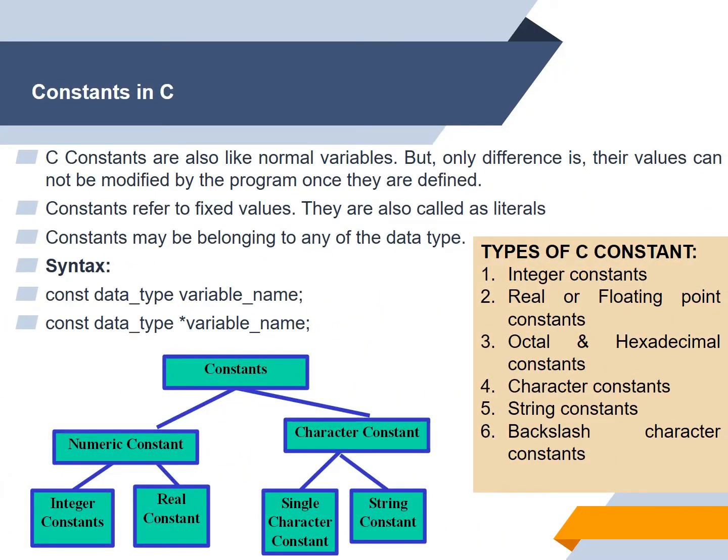Constants. These are the various types of constants which are used in C. Constants are those which cannot be modified by the program. These are fixed values. These are also known as literals. A constant may belong to any data type. const is the keyword which we use to declare a constant, followed by the name of a data type, then the variable name. These are the different types of constants.